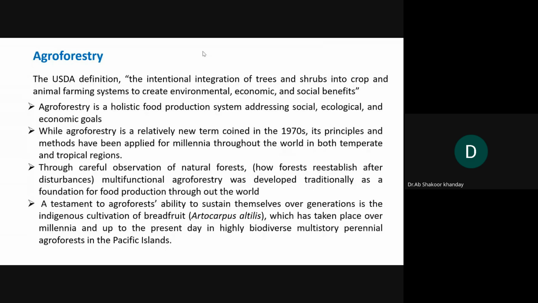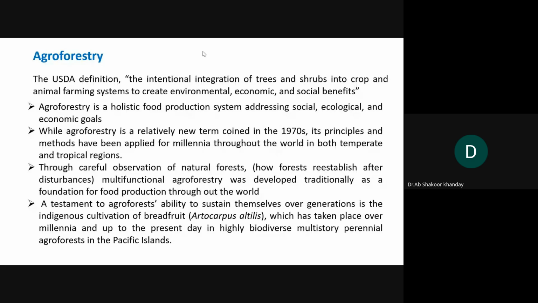Agroforestry is a holistic food production system. Holistic means it is not a single-component system, it is a multi-component system which addresses social, ecological, and economic goals. While agroforestry is a relatively new term, its principles and methods have been applied since time immemorial throughout the world through careful observation of natural forests.